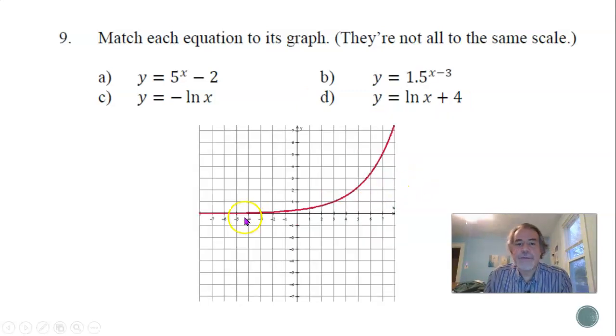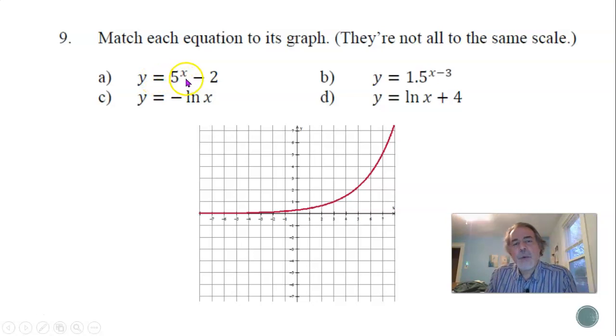What about this graph? This looks like an exponential function. It is defined for all x. x can be any number. But y looks like it is always positive. There are no negative y values. So it's going to be either A or B.